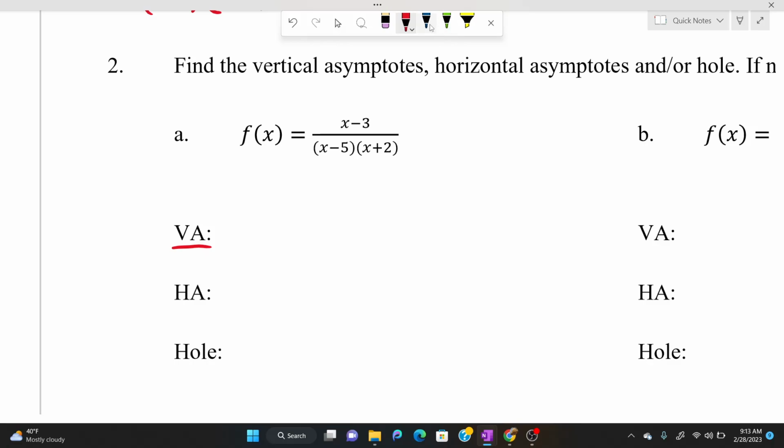So we're going to have vertical asymptotes when these factors equal 0, or when the denominator equals 0. So one will be at x equals 5. The other will be when x plus 2 equals 0, which will happen when x is -2.